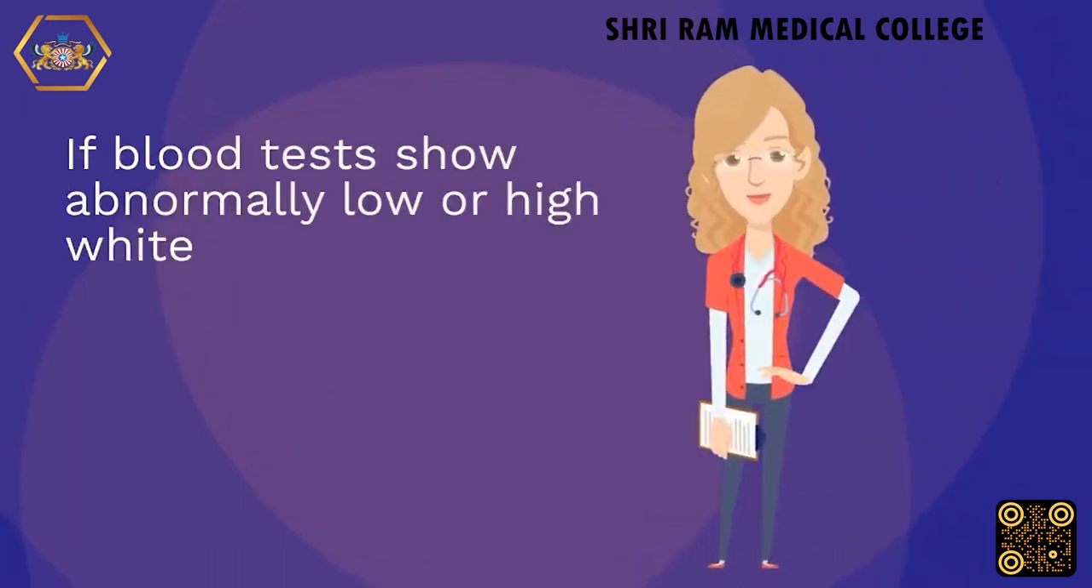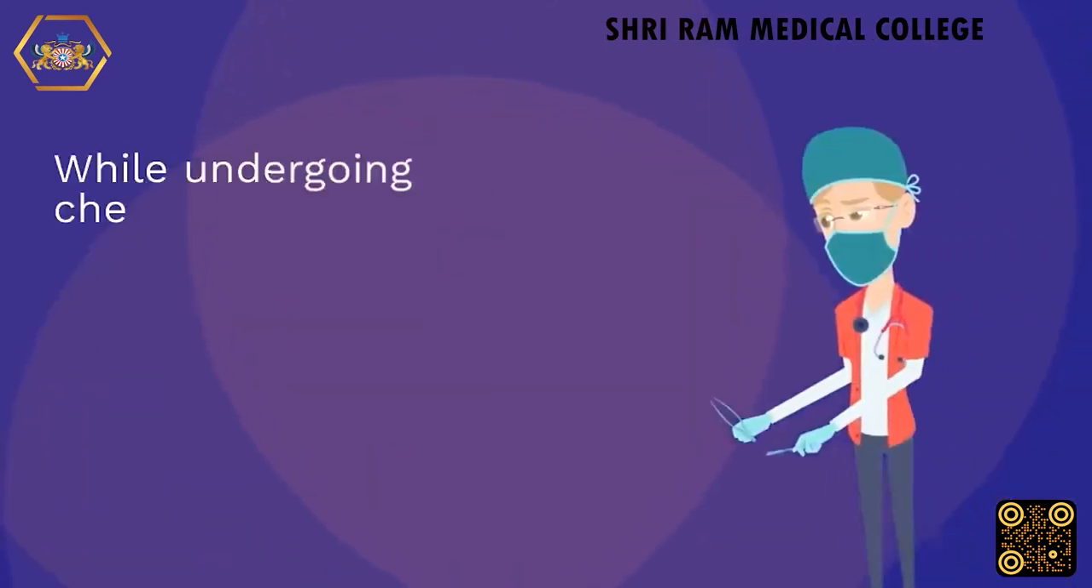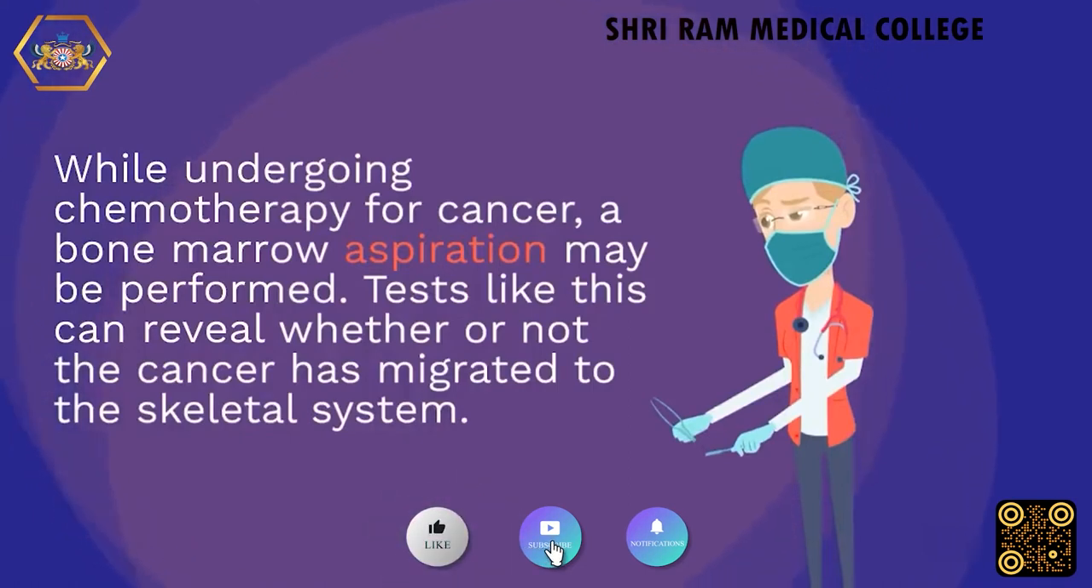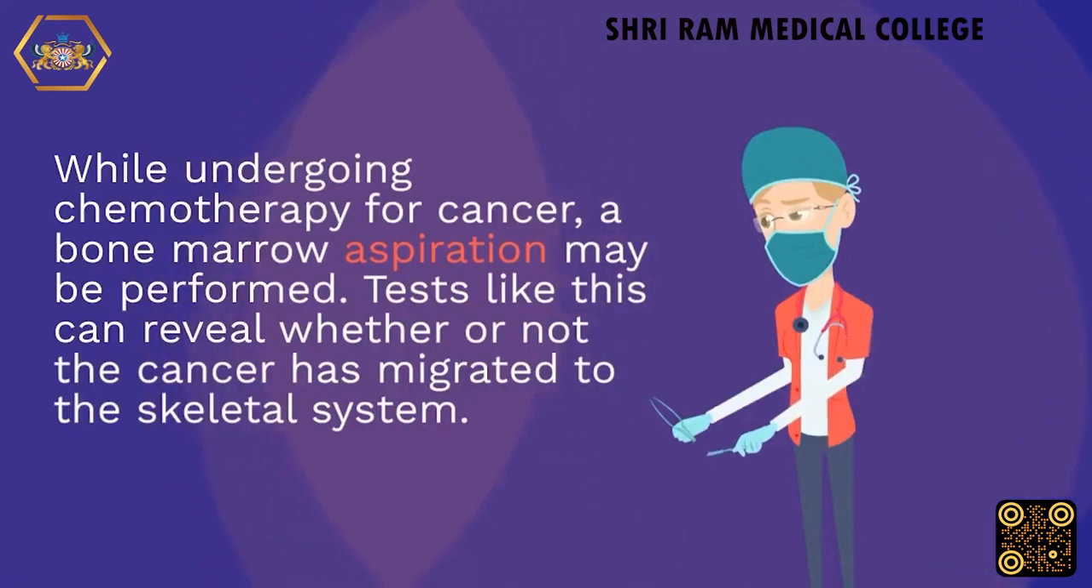Diseases connected to unhealthy bone marrow. If blood tests show abnormally low or high white blood cell, red blood cell, or platelet counts, your doctor may consider a bone marrow aspiration. While undergoing chemotherapy for cancer, a bone marrow aspiration may be performed. Tests like this can reveal whether or not the cancer has migrated to the skeletal system.